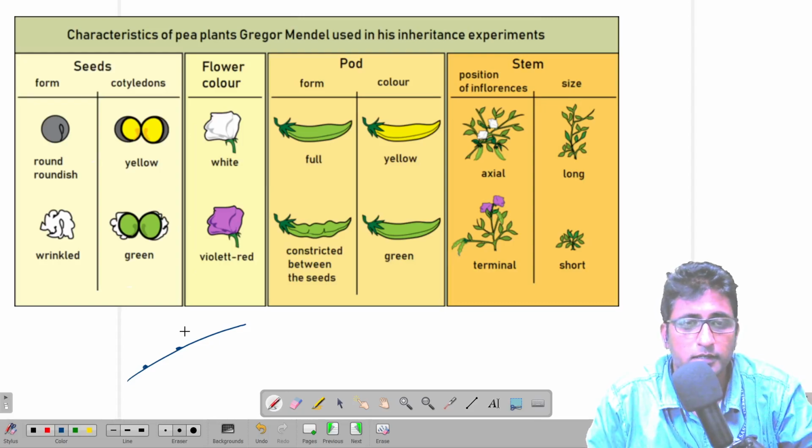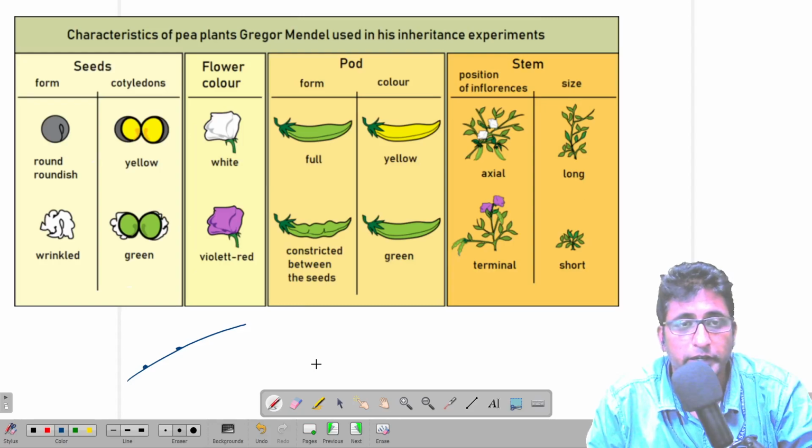gratitude, in the sense that there was no idea about the molecular factors or even much of cells about how these traits are inherited by the next generation.